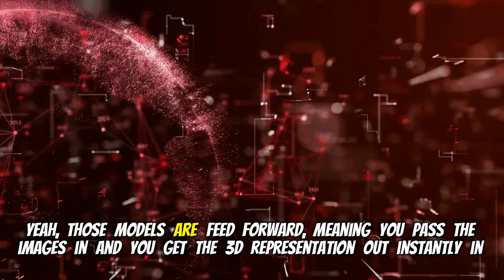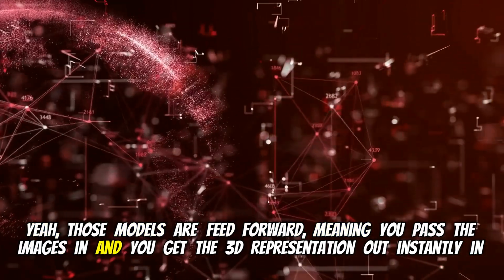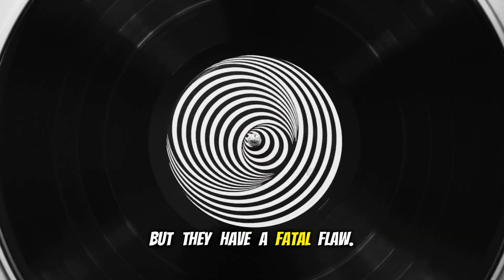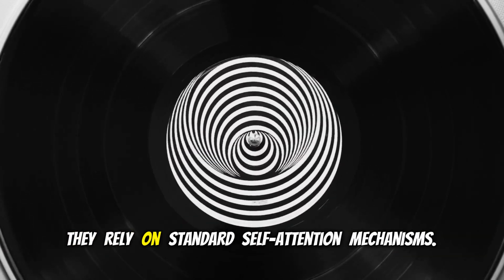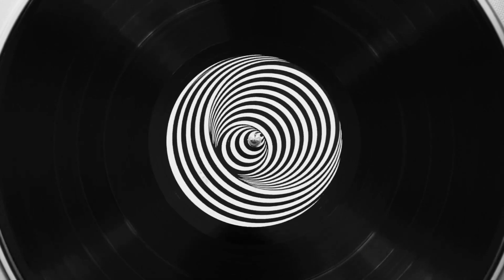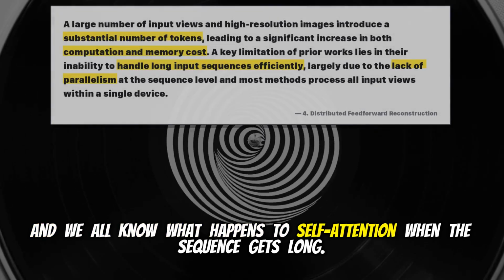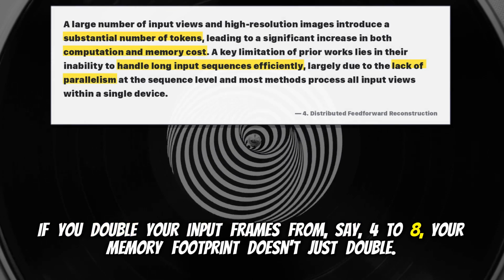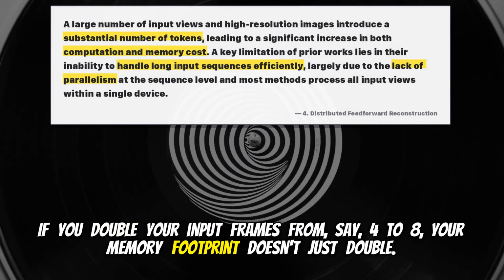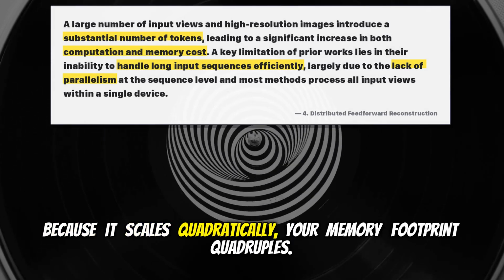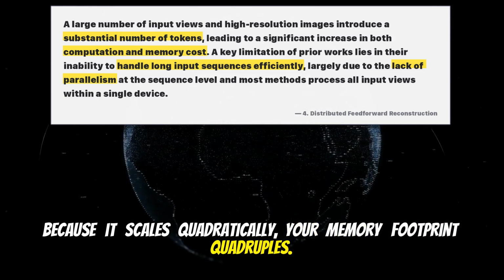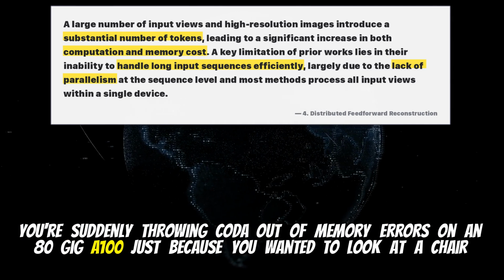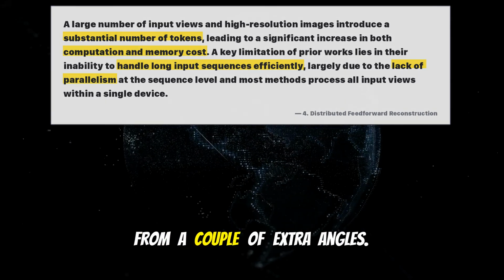Yeah, those models are feed-forward, meaning you pass the images in and you get the 3D representation out instantly in a single pass. But they have a fatal flaw. They rely on standard self-attention mechanisms. And we all know what happens to self-attention when the sequence gets long. If you double your input frames from, say, 4 to 8, your memory footprint doesn't just double. Because it scales quadratically, your memory footprint quadruples. You're suddenly throwing CUDA out of memory errors on an 80 gig A100 just because you wanted to look at a chair from a couple of extra angles.